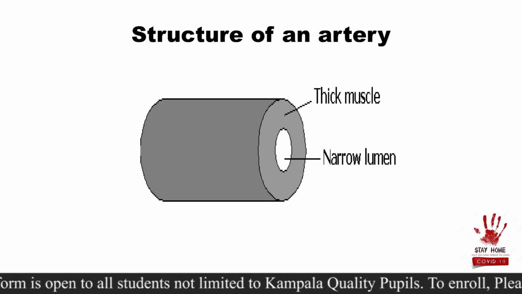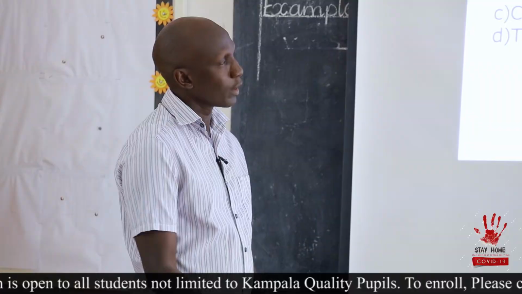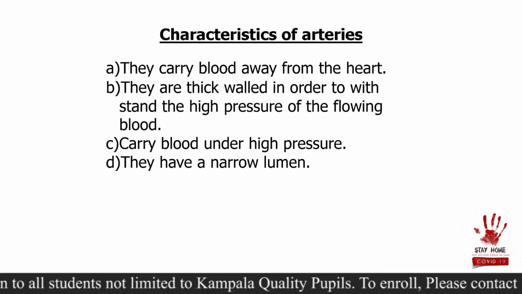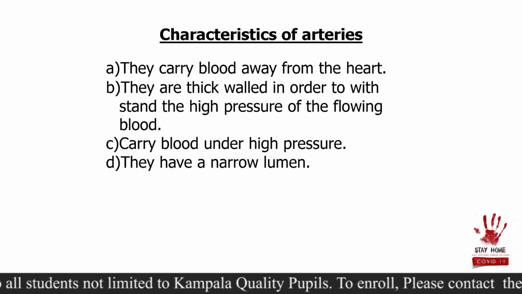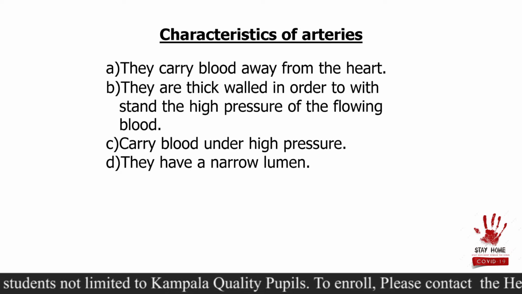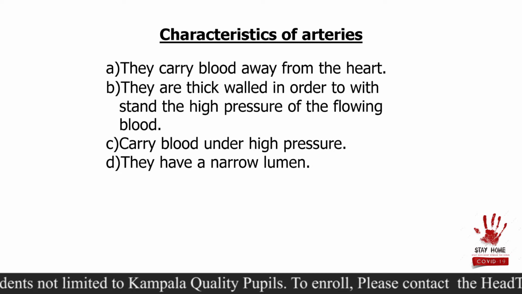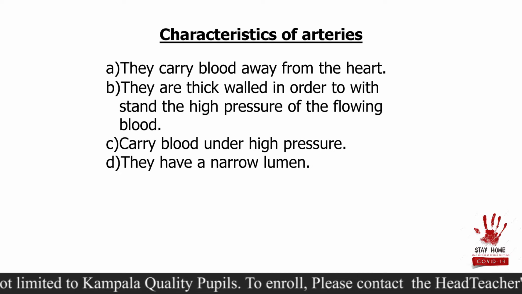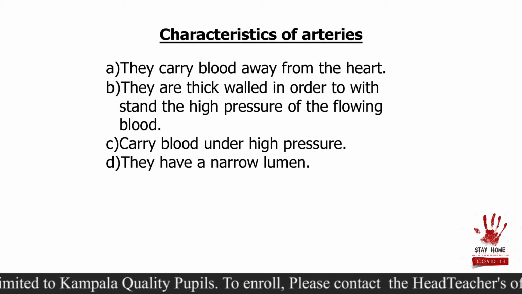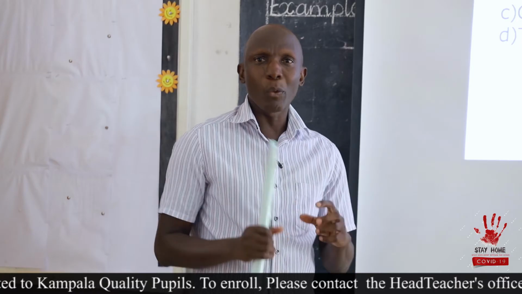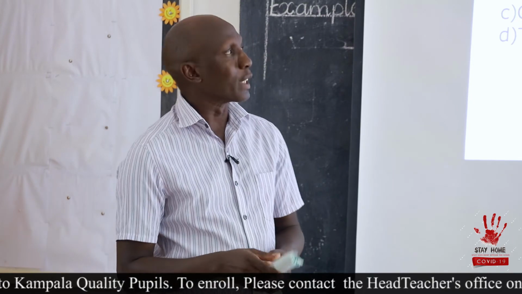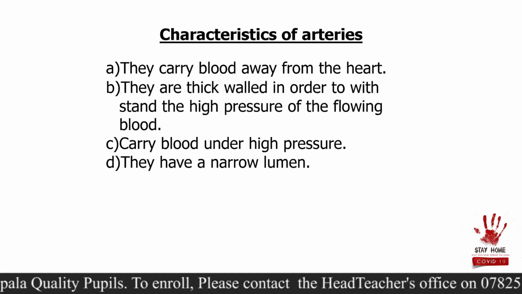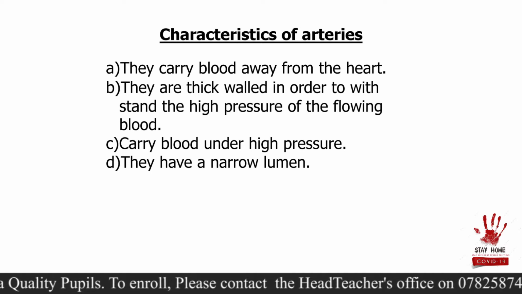So can you look at the characteristics of these blood vessels? The first one, these arteries carry blood away from the heart. All of them carry blood away from the heart. The second one, they are thick walled in order to resist the pressure of blood flowing through them. We are going to see that an artery has got a thick wall. That thick wall helps them to resist the pressure of blood flowing through them. The third one, they are carrying blood at a very high pressure.